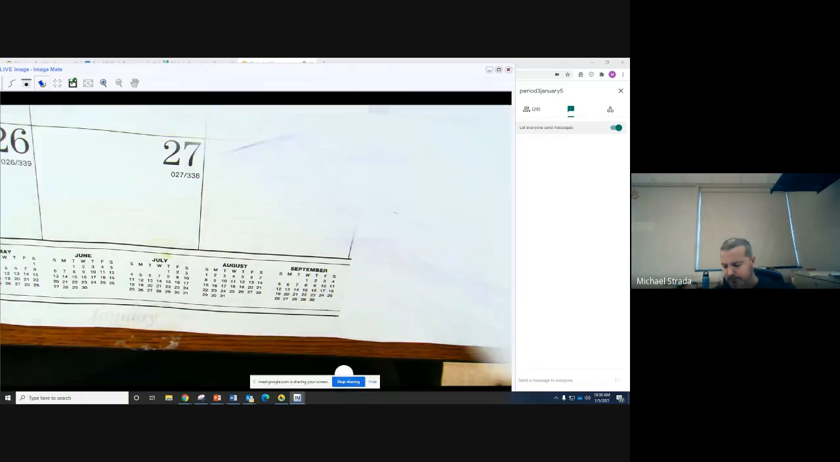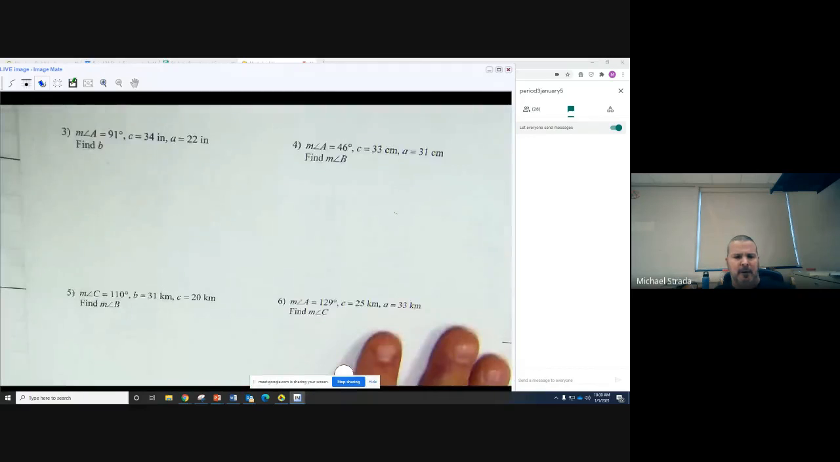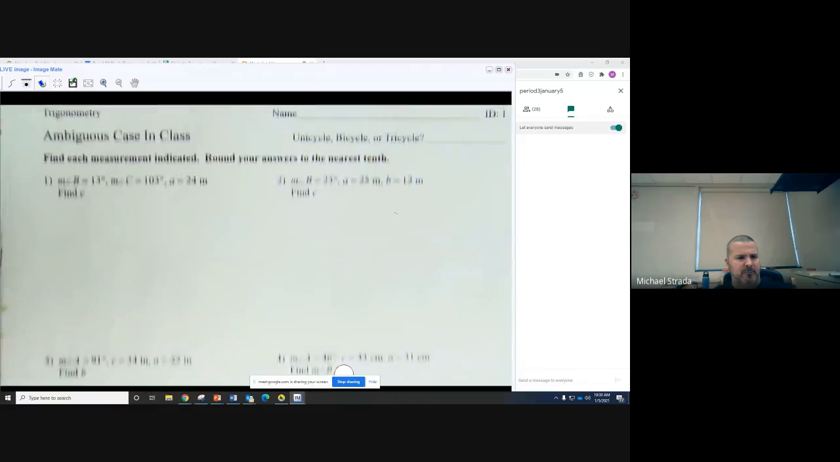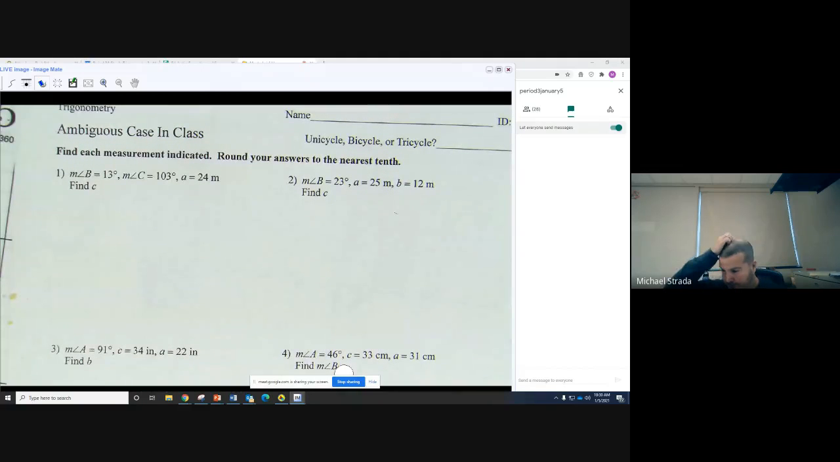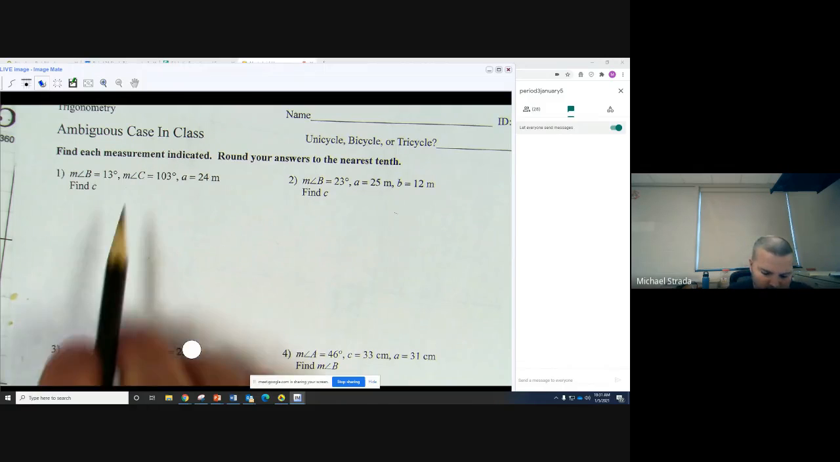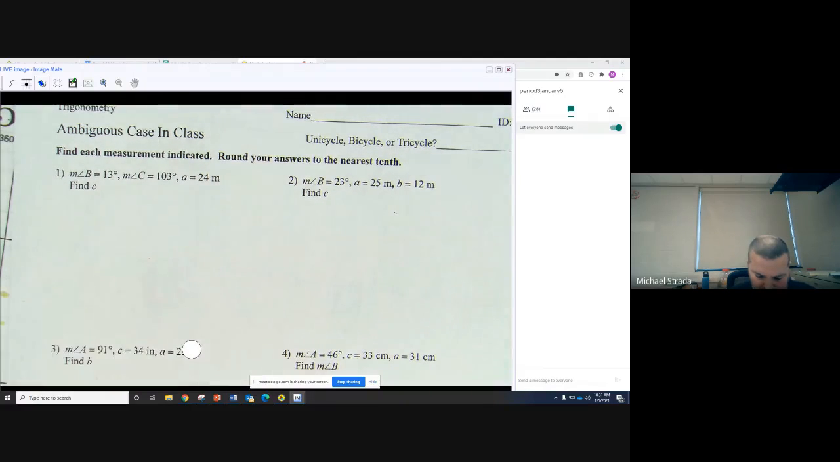Okay, so here's the idea behind it. We're looking at some sample problems. Problem number 1 says angle B is 13 degrees. C is 103, A is 24, find C.